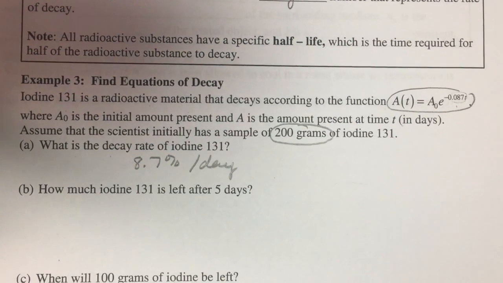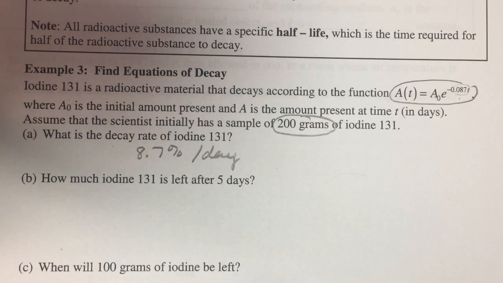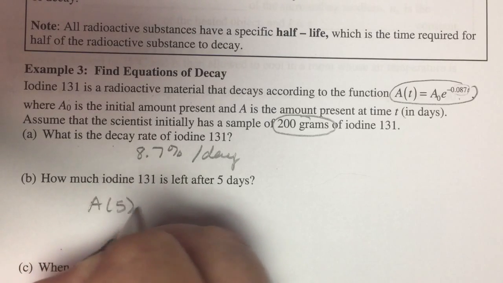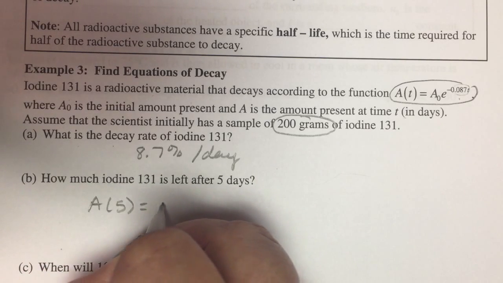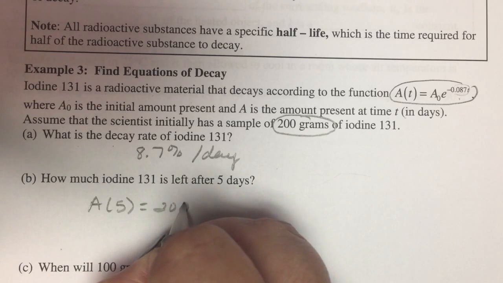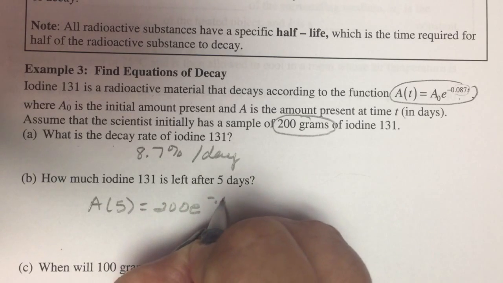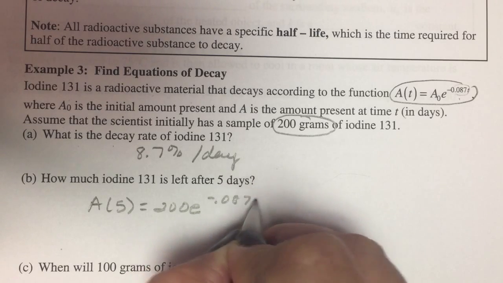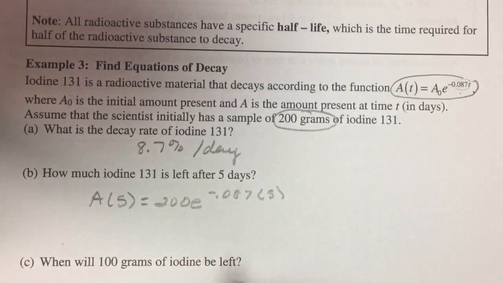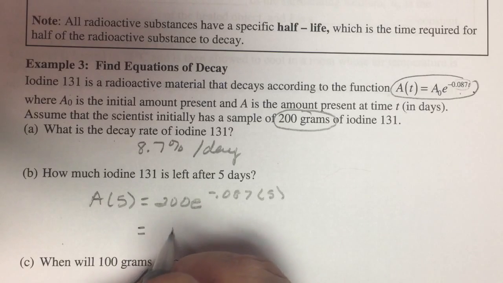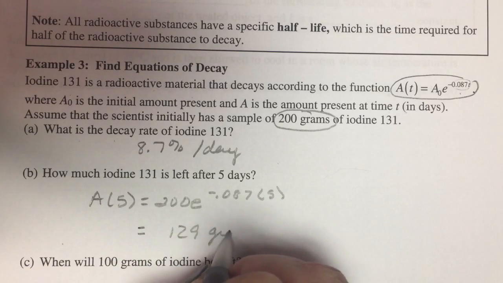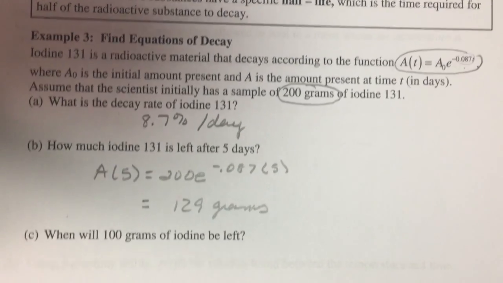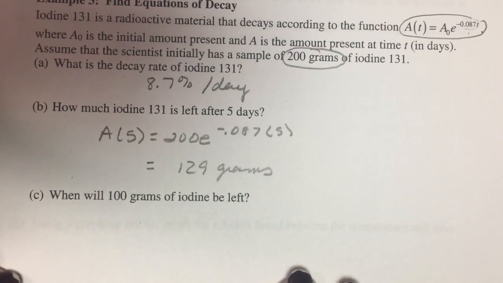How much of that substance is left after 5 days? We're just looking for A sub 5. So you would simply plug in 200 for A sub 0, e to the negative 0.087 times 5. And I did the math. You should get about 129 grams, which makes sense. We started off with 200 grams, don't forget.